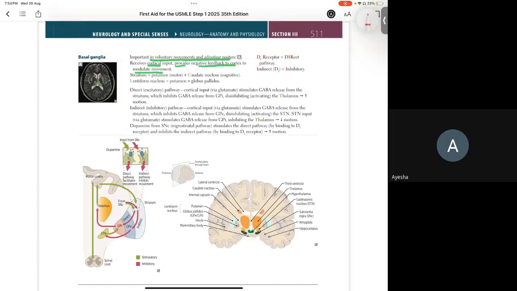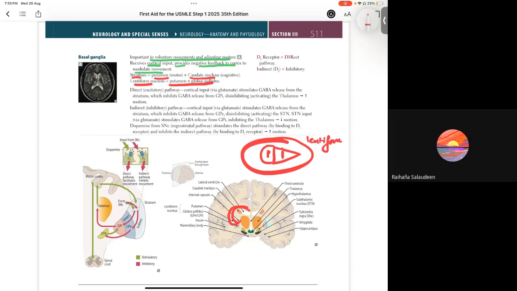Striatum is your putamen plus caudate nucleus. So we have a nucleus called the caudate, which is present like a big C-shaped nucleus. That's also a component of your striatum, which we haven't mentioned. Lentiform nucleus is putamen plus globus pallidus. This was the putamen, and these were your globus pallidus internus and externus. Collectively, this nucleus is called the lentiform nucleus. Okay.